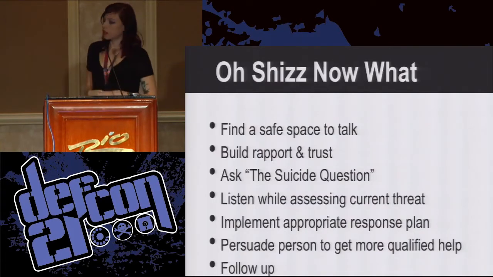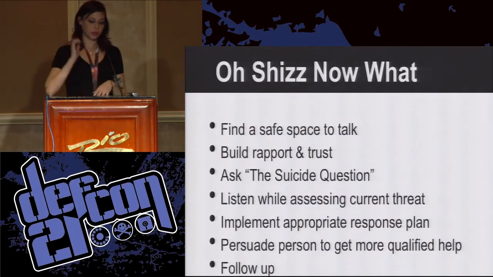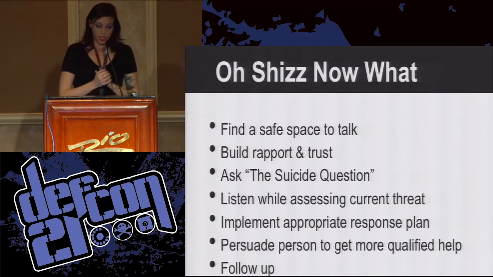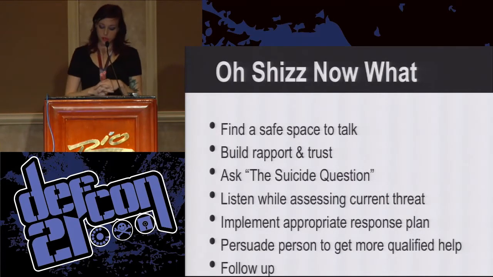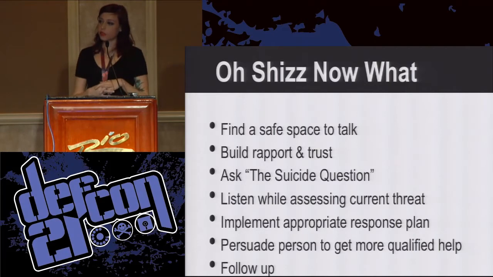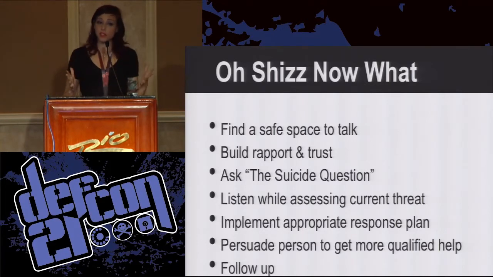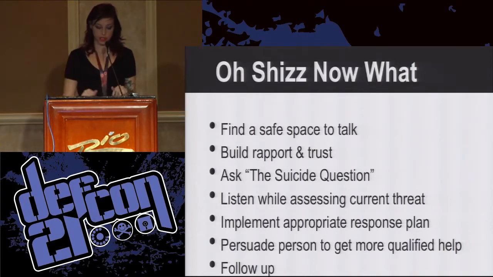So, oh my God, now what? I just realized that I think my friend might be suicidal. So here's the process. You find a safe place to talk. You want to set aside a little bit of time. Best face-to-face, but it doesn't have to be. You build rapport and trust. That's the talking to a human thing that we mentioned before, so we'll cover that in a second.